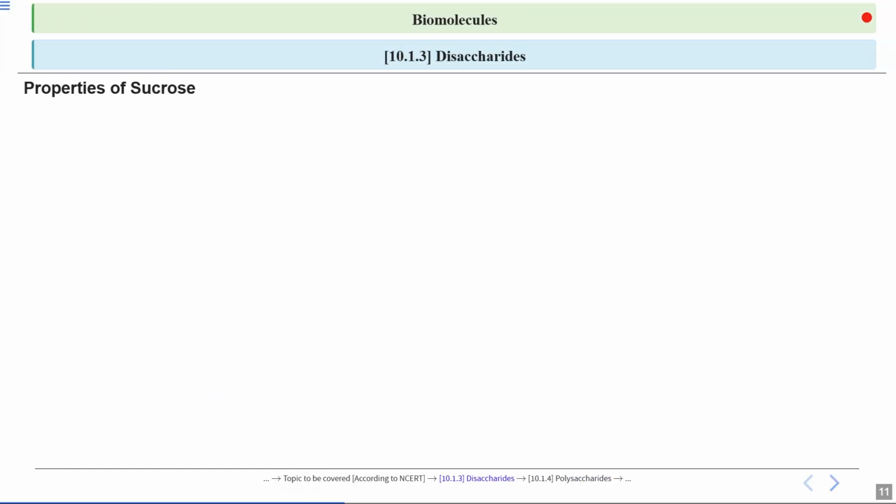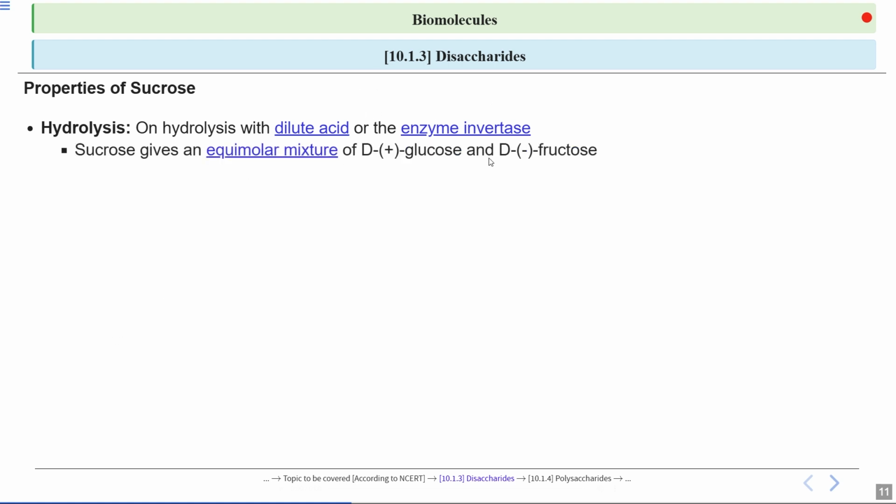Now looking forward towards the properties of sucrose, first we will talk about hydrolysis. Hydrolysis is a process where a compound reacts with water and breaks down into smaller molecules. In the case of sucrose, this can happen when we add a dilute acid or we use an enzyme called invertase. So, hydrolysis with dilute acid or enzyme invertase.